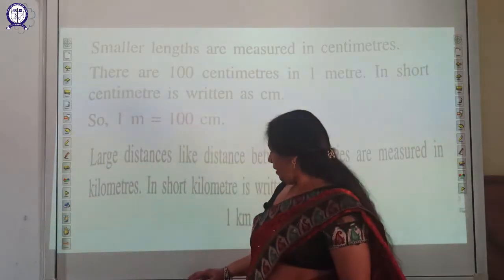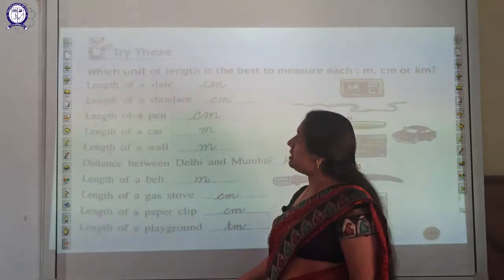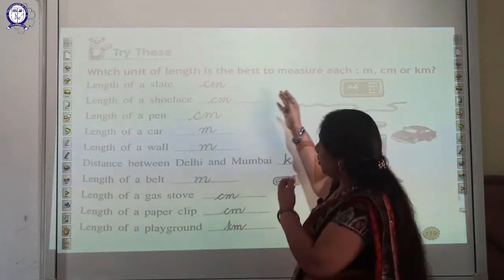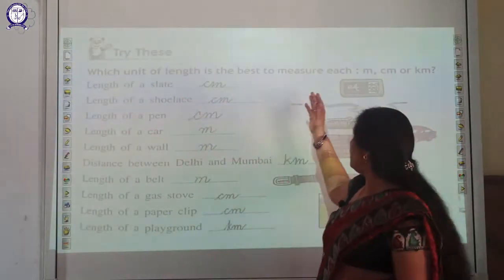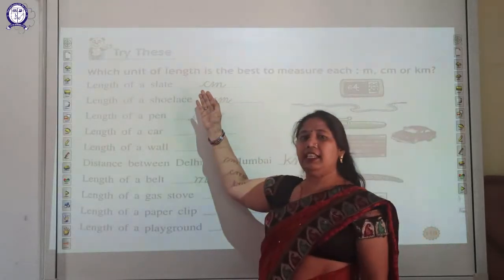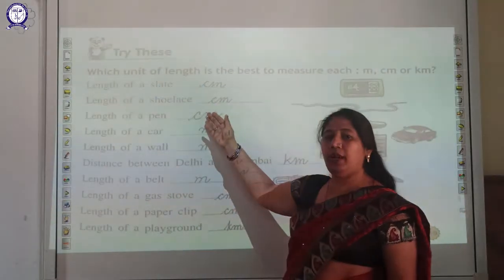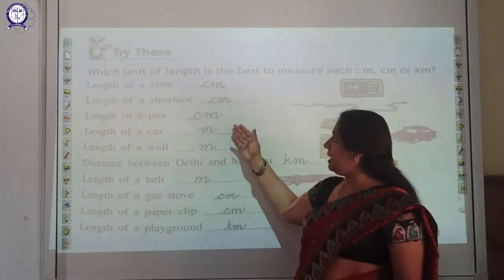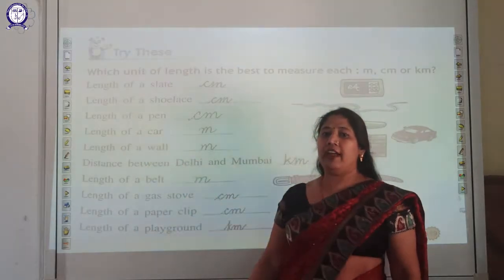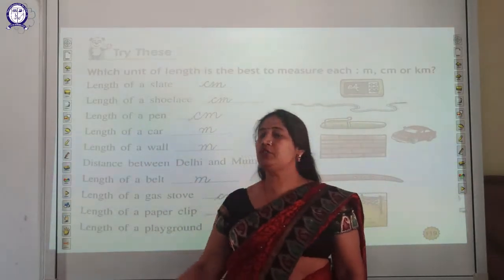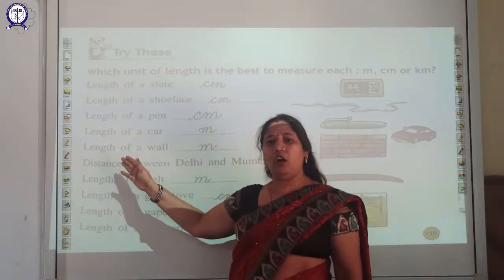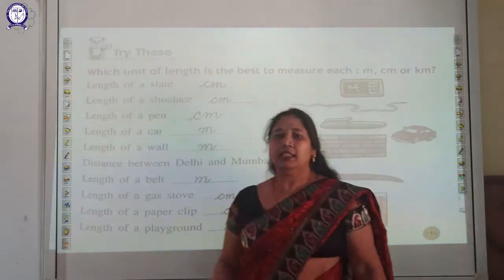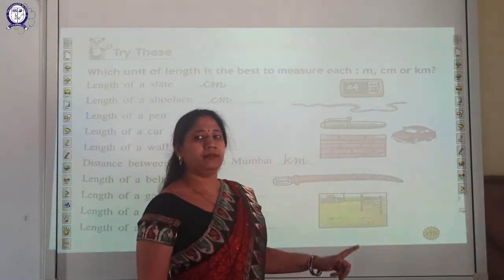So let's do some examples of these. Which unit of length is best to measure each? Length of a slate, that is in centimeter. Length of a shoelace, also in centimeter. Length of a pen, centimeter. When you measure the length of a car, it should be in meter. Length of a wall, also in meter. Distance between Delhi and Mumbai, that is in kilometer.